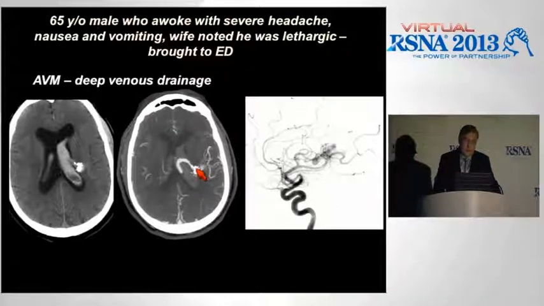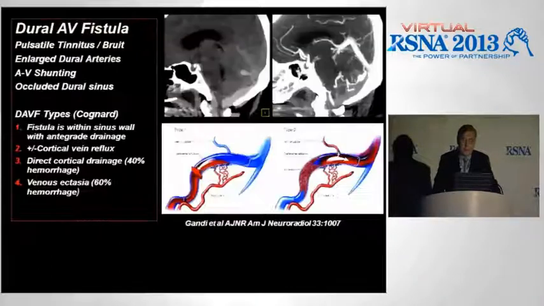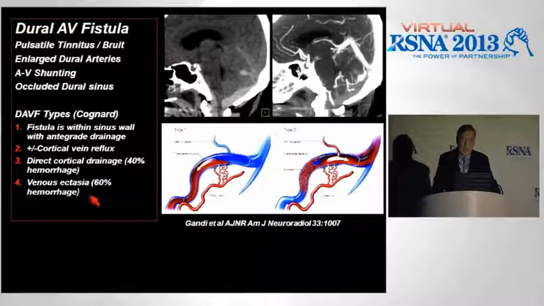And this patient has deep venous drainage, which we know is a higher risk situation for surgical management, but also is a high risk situation for additional hemorrhage. Moving to dural AV fistulas, usually these are associated with a venous ectasia, and this is a patient who presented with a large subarachnoid hemorrhage due to a dural fistula.